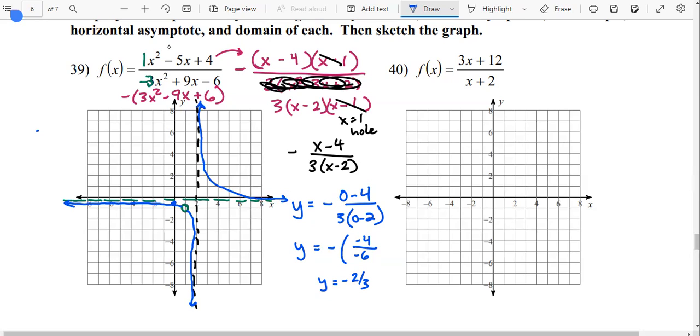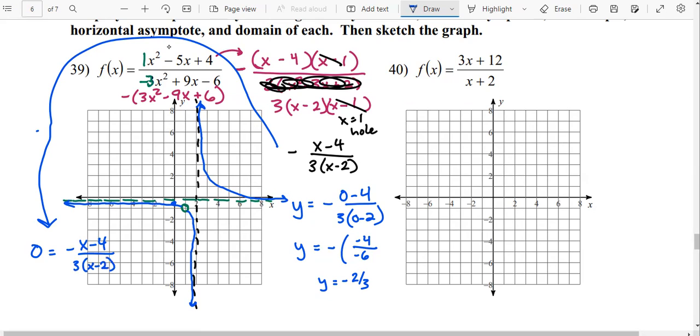Well, there's going to be an x-intercept over there. I want to know where it is. So, sorry, not sorry. I'm going to do some work right here. I want to know what the x value is that makes the y = 0 again. So -x minus 4 over 3 times x minus 2. I'm going to multiply both sides by 3 times x minus 2. That'll get rid of the denominator. But what happens when I multiply by 0? Nothing. So 0 equals -x minus 4. I'm going to add 4 to both sides.